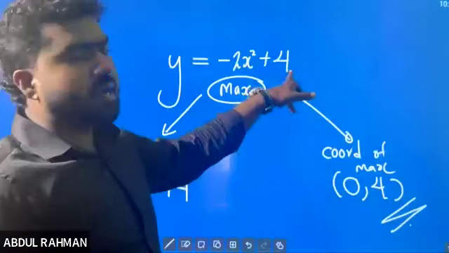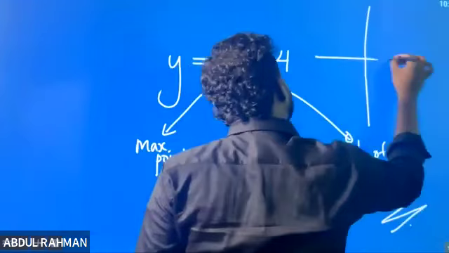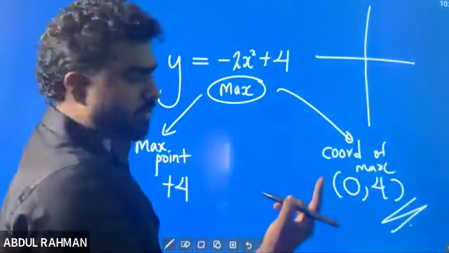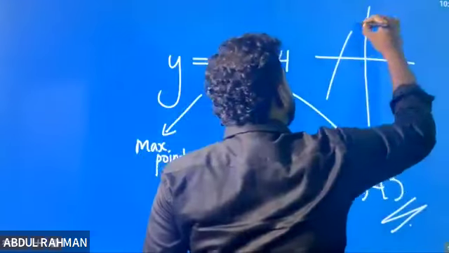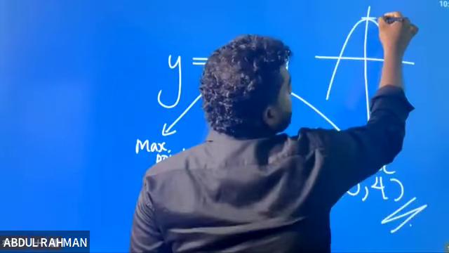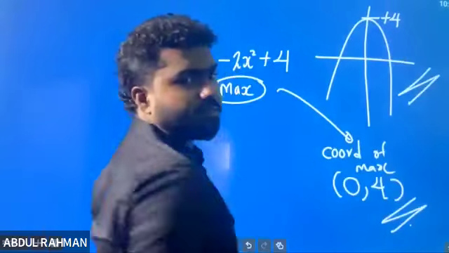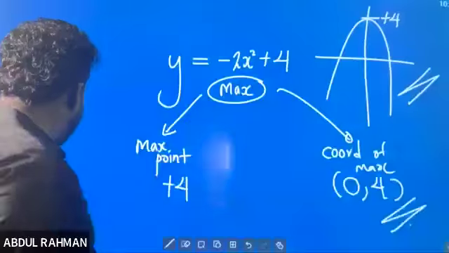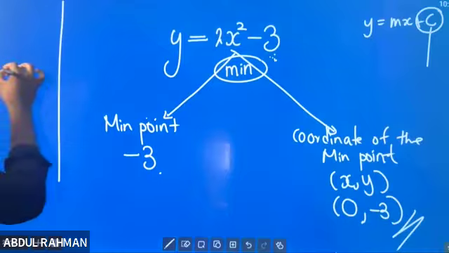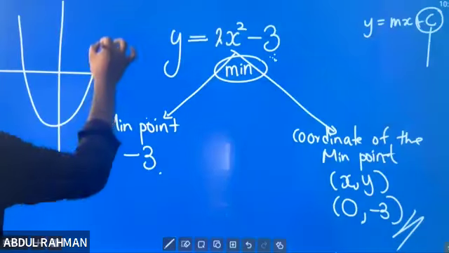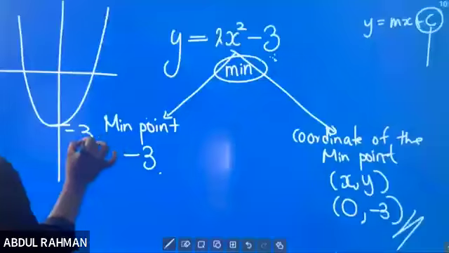So I can roughly draw this diagram. How can I draw this? I know this is a maximum graph. A maximum graph will go and touch the top. I will draw it like this, and the point where the graph is cutting is +4. This is the rough diagram of the graph. How will I draw a rough diagram for this one? This is a minimum graph. I know the graph will come and touch the bottom of the line. Minimum point is -3. I will mark this as -3.